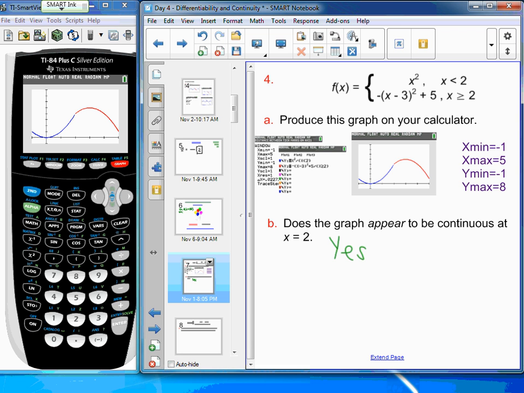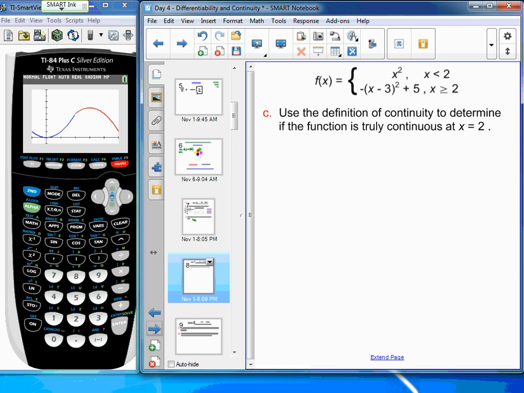My picture, right, there's definitely a hole there, but that's because of my changeover in definition. Now let's go ahead and use the definition of continuity to determine if the function is truly continuous. Clearly through function inspection, it's not enough just to say it looks like it. In fact, when we first look at our graph, there's a hole there, so it looks like it's not continuous, right? It looks like a removable discontinuity. Let's see if it is in fact continuous using the definition of continuity.